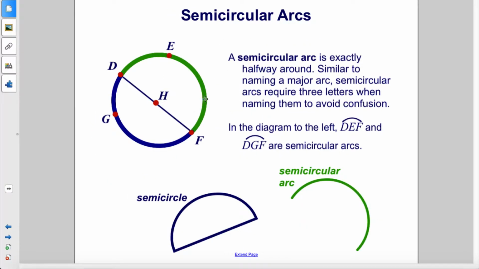Semicircular arcs. A semicircular arc is exactly halfway around. Similar to naming a major arc, semicircular arcs require 3 letters when naming them to avoid confusion. In the diagram to the left, DEF and DGF are semicircular arcs.